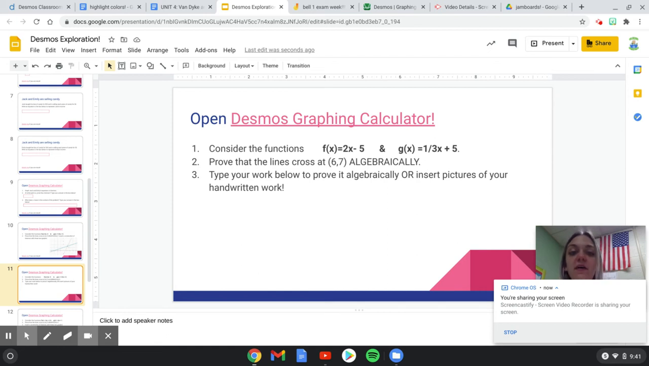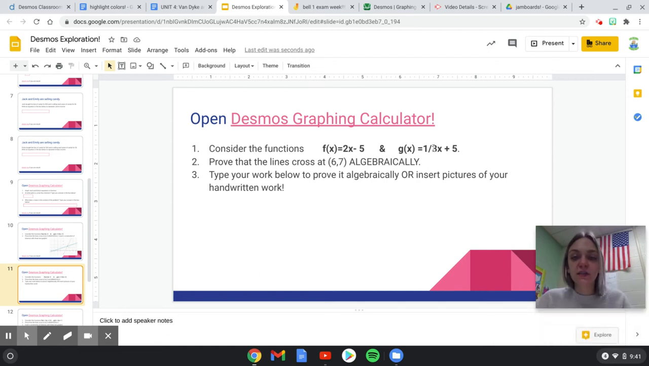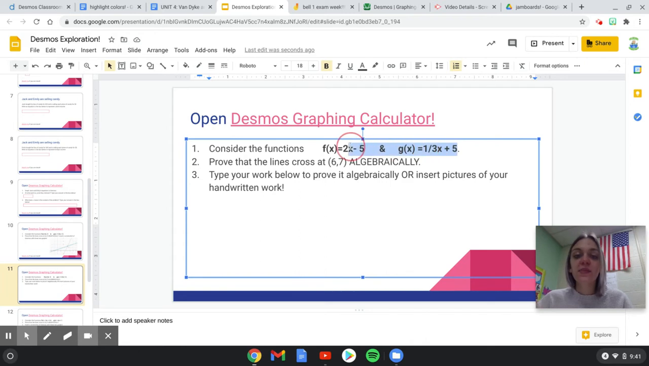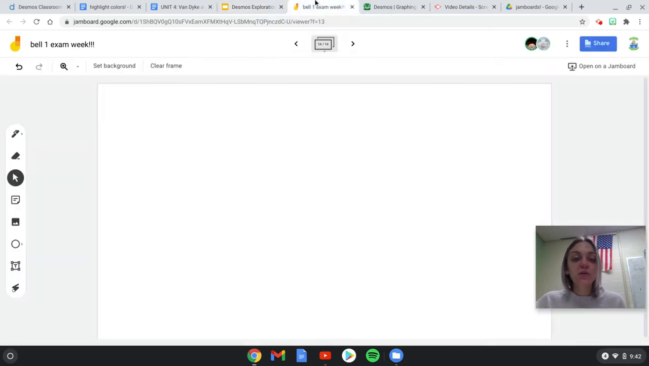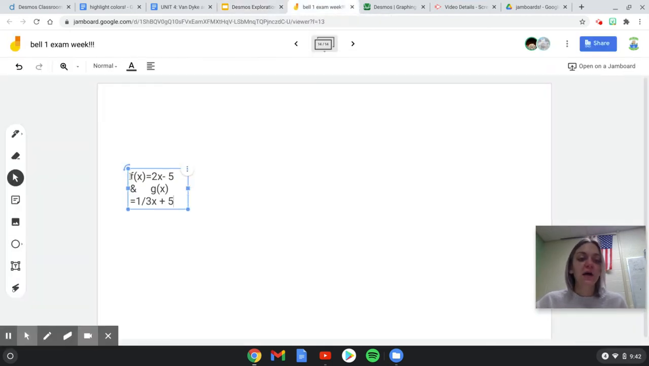So for slide 11, we still have the same two functions as slide 10, but this time instead of proving graphically that they cross at the point 6, 7, we need to prove algebraically, which literally means using algebra. So we're going to have to do this by hand.